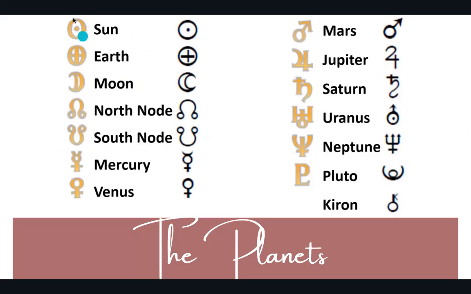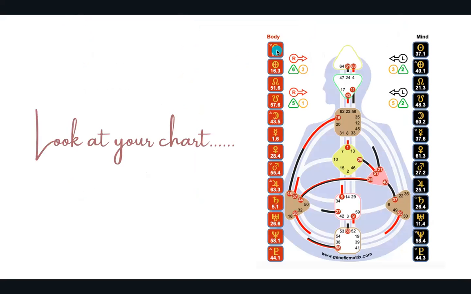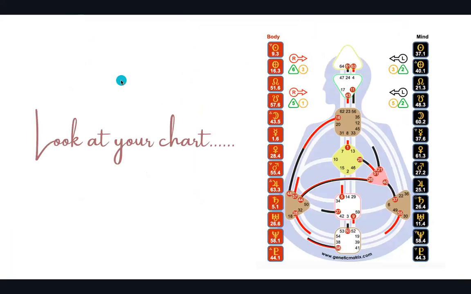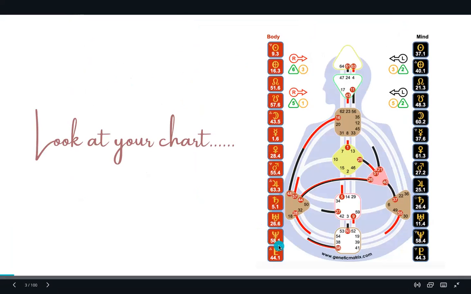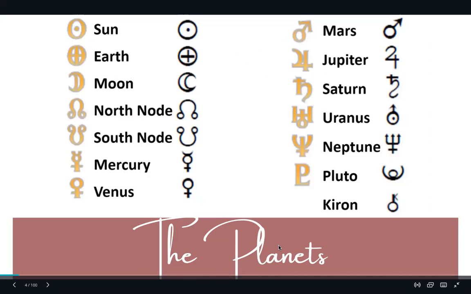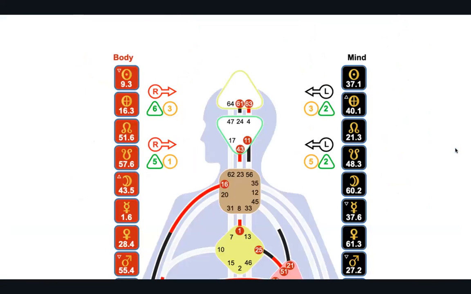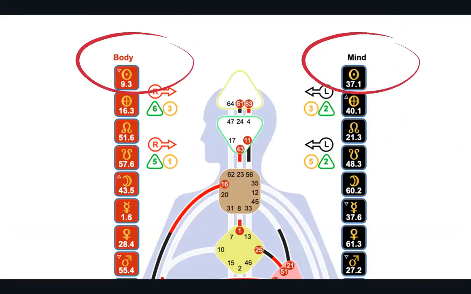If you look here, the sun is this circle with a dot in it. Circle with a dot. The earth is this circle with a cross in it. Circle with a cross in it. The Pluto is like a P with a weird line under the bottom, and that's the Pluto. So that's letting you know what each of those planets' symbols look like, okay? When you're looking at your chart, you're going to be paying attention to these numbers as well as these symbols, so that way you can understand.